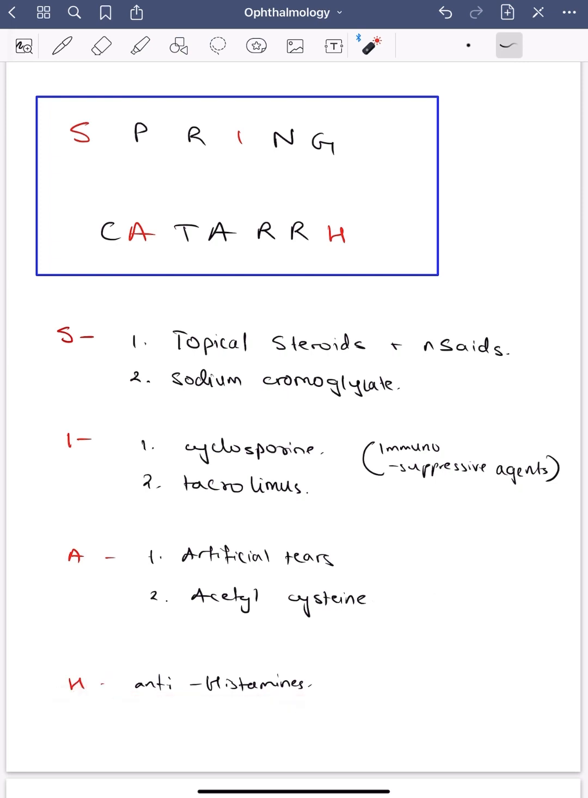So this is the mnemonic: spring catarrh. S for topical steroids, non-steroidal anti-inflammatory drugs and sodium cromoglycate. I for immunosuppressive agents, that is cyclosporin and tacrolimus. A for artificial tear and acetylcysteine, that is the mucolytic, and H for antihistamines, azelastine.